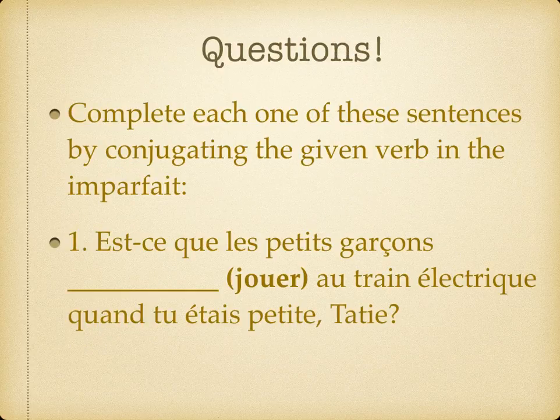So, complete each one of these sentences by conjugating the given verb into the imparfait. You can write the entire sentence if you feel like it, or you can just give me the verb. It doesn't actually matter to me, but I'm going to give you 5 sentences that go together to form a conversation, and then each one will just be its own line on the devoir. Okay, so sentence number 1. Est-ce que les petits garçons jouaient au train électrique quand tu étais petite, Tanti? So how would you conjugate jouer in the imparfait for this sentence?